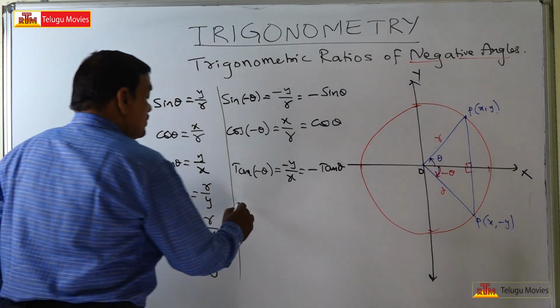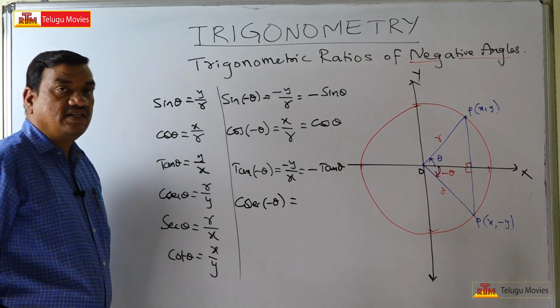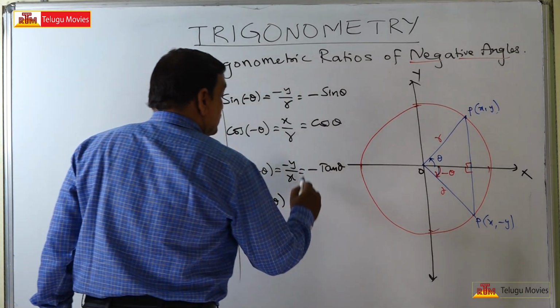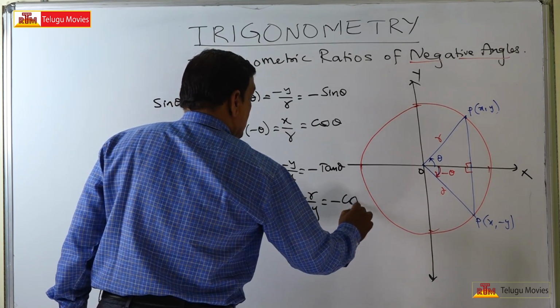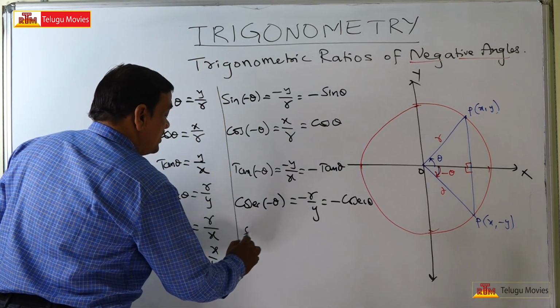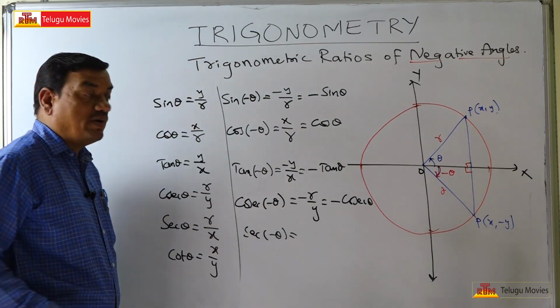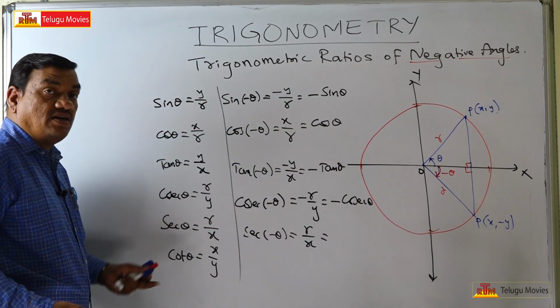Therefore, cosecant of minus theta is the reciprocal of sine of minus theta. That is equal to minus r by y, that is minus cosecant theta. So, secant of minus theta is the reciprocal of x by r, that is r by x, which is nothing but secant theta.